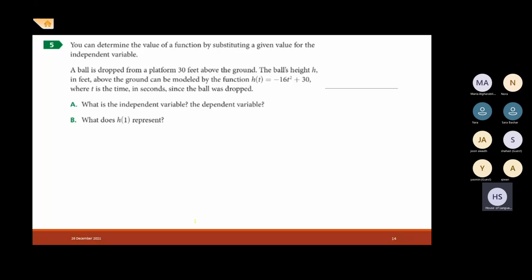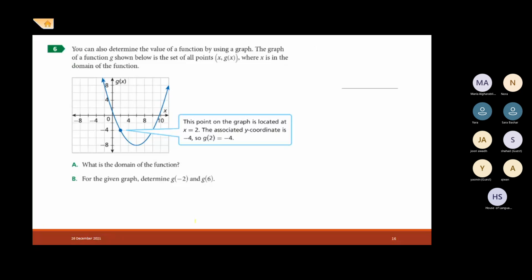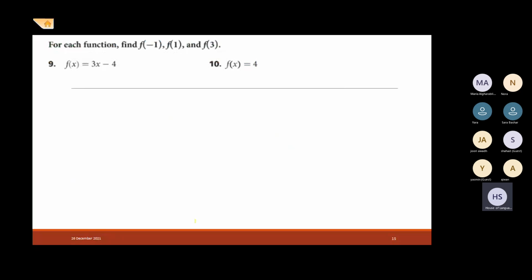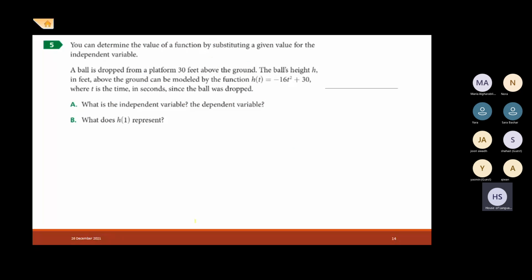Now, you can determine the value of the function in 2 ways: by substituting or by graphing, from the graph or by substitution. Let's learn how to find the value of the function by substitution. Look here. A ball is dropped from a platform 30 feet above the ground. It's like physics. There's a platform, its height is 30, above the platform there's a ball, and the ball is dropped down.